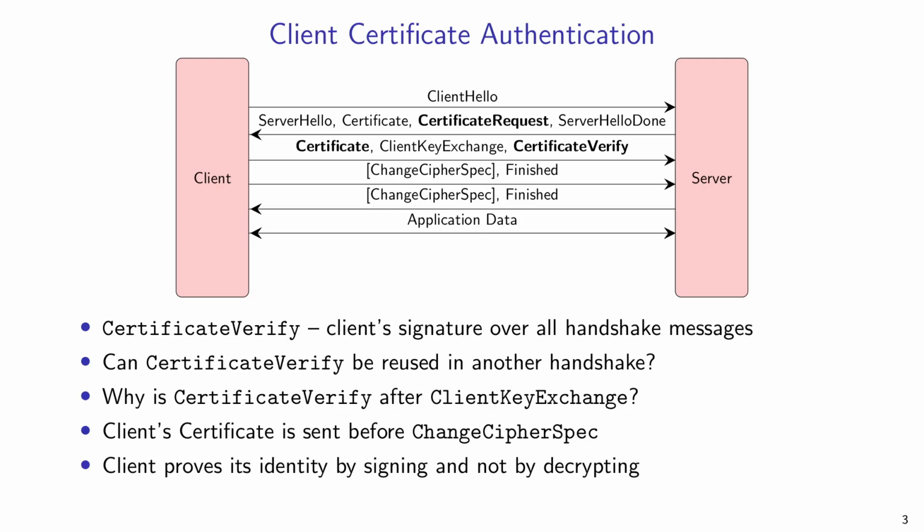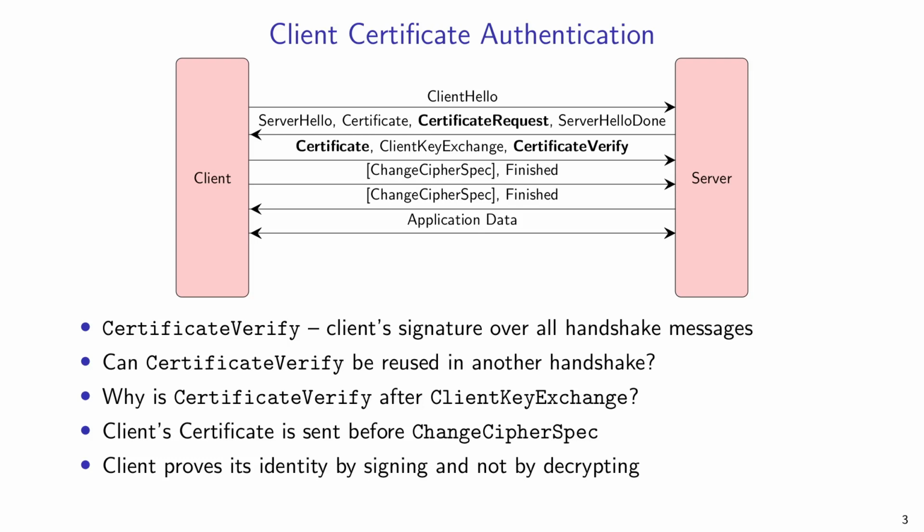So the possession of the private key can be proven in both ways. But this is how it is done in this TLS handshake. The client proves access to the private key by signing, while the server proves that it has access to the private key by decrypting. Okay?